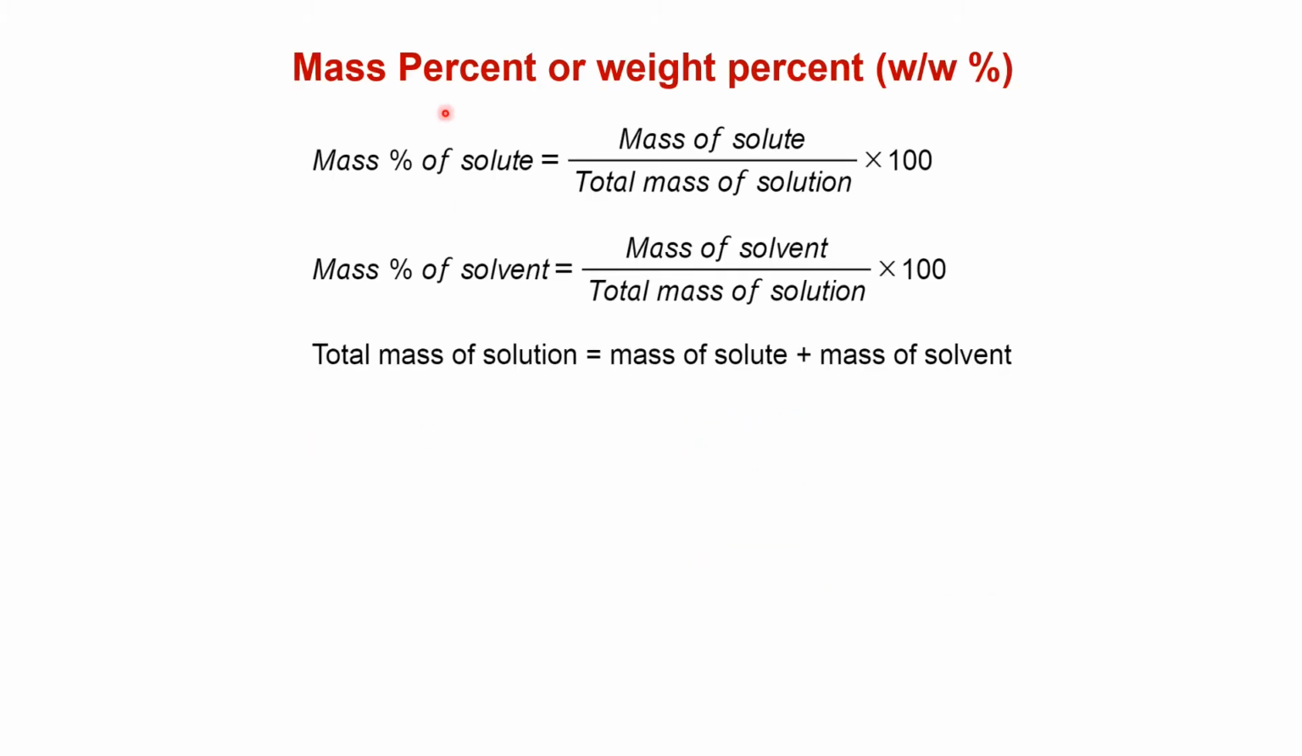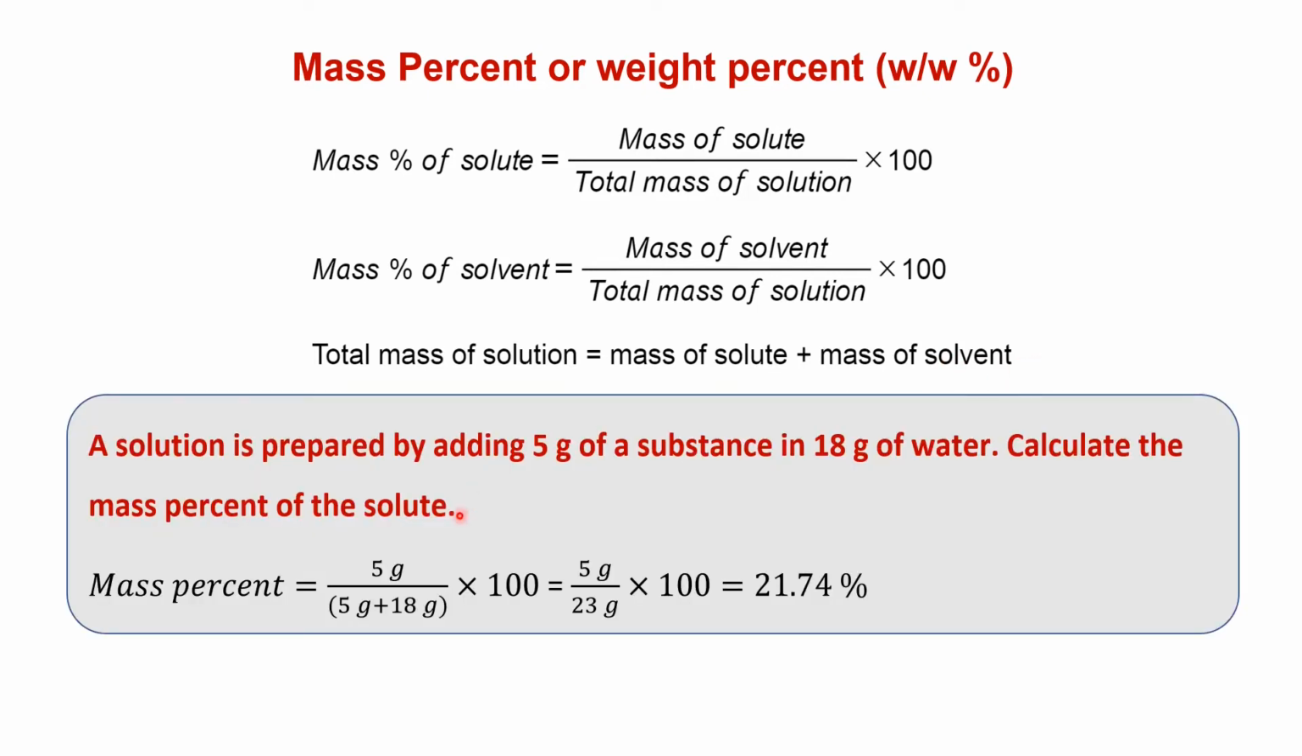First of all, let's see how we can calculate the mass percent or weight percent, which is also written as W by W percent. Mass percent of a solute is calculated as mass of solute divided by total mass of solution multiplied by 100, and the mass percent of the solvent is calculated as mass of solvent divided by total mass of solution multiplied by 100, where total mass of solution is equal to mass of solute plus mass of solvent.